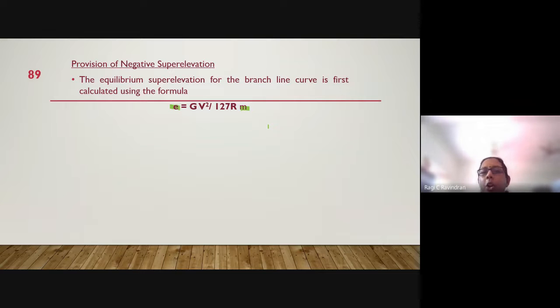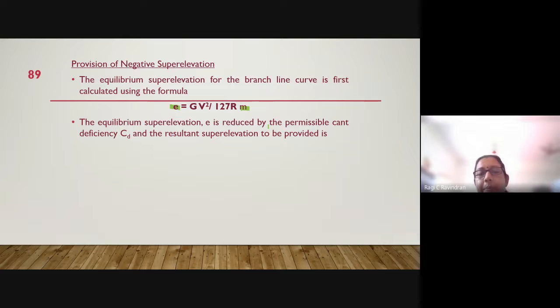Okay, so in order to provide negative super elevation, the first step is to find out the equilibrium super elevation from this formula. So you are going to find the super elevation for your branch line. The next step: from the first step, you will be calculating the equilibrium super elevation E, and from this E, you are reducing the permissible cant deficiency, depending upon the type of the track. So E minus CD you are doing to get the resultant super elevation.